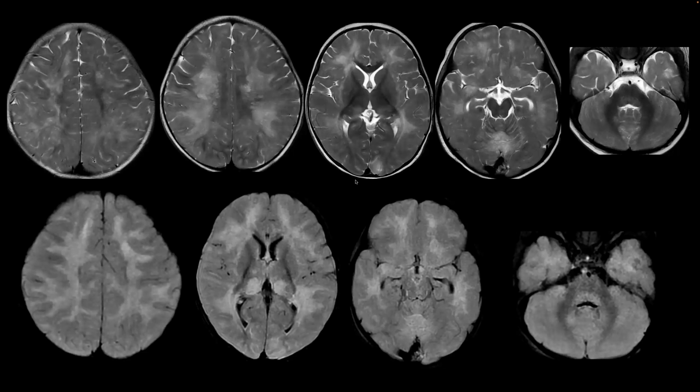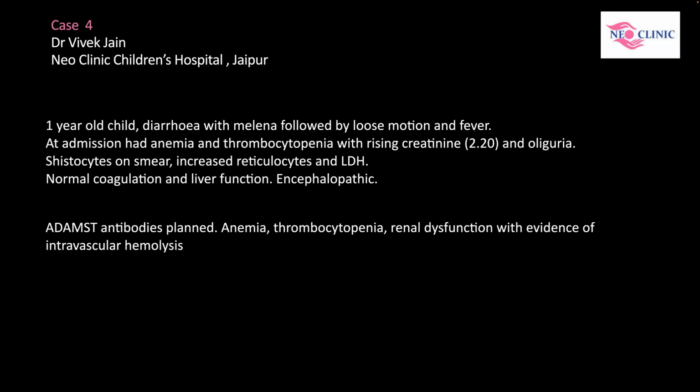So the child had methylprednisolone and 3 cycles of plasmapheresis, and the extraneurological parameters have all improved, but he continues to be ventilated and encephalopathic. So that's it. What is your final diagnosis? I'm not sure whether I understood it correctly. It's hemolytic uremic syndrome.